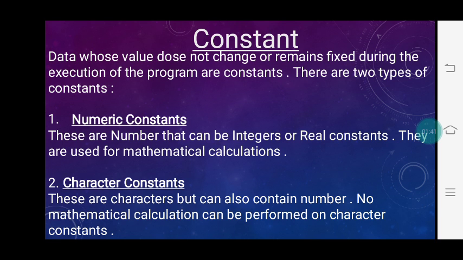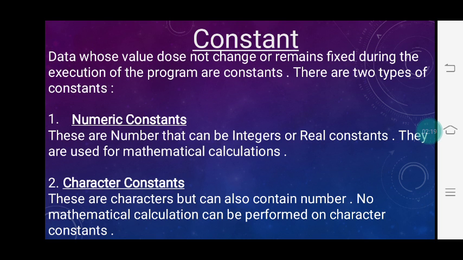So what is a numeric constant? These are numbers that can be integer or real constants. They are used for mathematical calculations. Integers are whole numbers and can be positive or negative numbers. For example, plus 10, minus 20, 3, 0. Now real constants. Real constants are numbers with fractional parts. For example, 2.5, minus 6.7, like this.